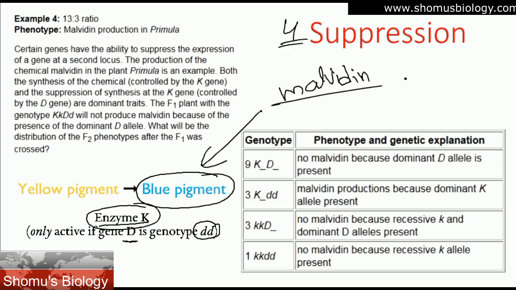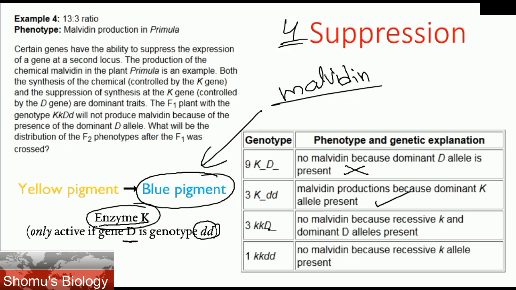Malvidin production in the primula plant. Okay, so for the 9, where capital K and capital D are present, what will happen? As capital D is there, even though capital K is present, there is no malvidin. For the 3, where capital K is there but no capital D, yes, there will be malvidin produced, because no capital D is there, nobody to repress, and capital K will add the color.